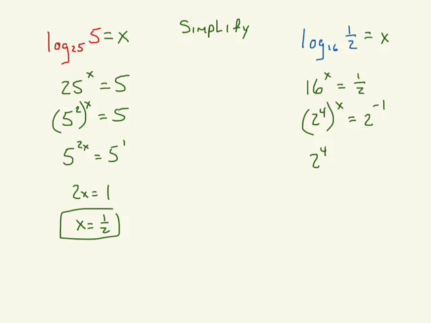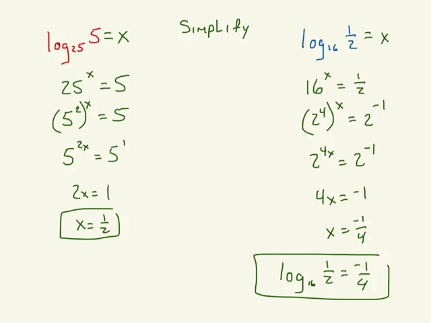Let's go ahead and make it into one exponent though in both cases. And we can take those exponents and set them equal to each other. And we can find that x is a negative 1/4, which means log base 16 of 1/2 is equal to negative 1/4. That's how I would simplify that. Should probably go over here and say the same thing. Log base 25 of 5 is 1/2. That's how we would simplify that.